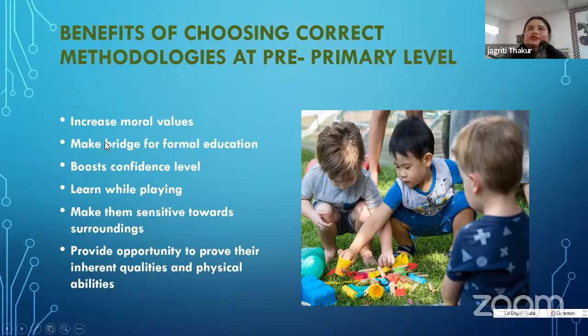See, the methods that we use and choose to make them learn have many benefits also. It increases their moral values. Pre-primary education forms a bridge for formal education. ये एक ब्रिज का काम करता है, हम उनको फॉर्मल एजुकेशन के लिए रेडी करते हैं। ओके, तो boost their confidence, उनके कॉन्फिडेंस लेवल को बढ़ाता है। Learn while they play and learn. Okay, then it makes them sensitive towards their surroundings. The child will become very sensitive towards what is happening in his surroundings. He will love to help his classmates.